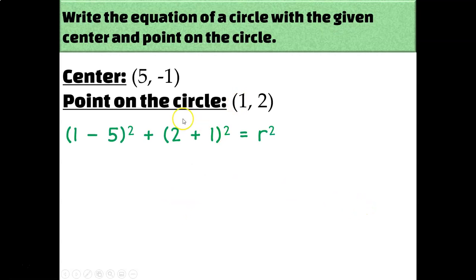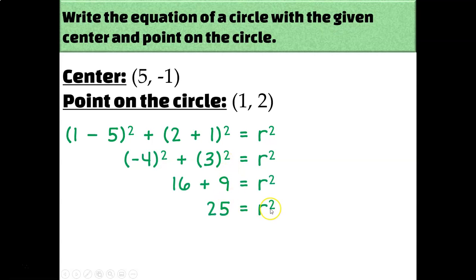So I have (x minus h) squared plus (y minus k) squared. So that's (1 minus 5) squared plus (2 minus negative 1) squared, and that equals r squared. So when you crunch those numbers, you end up with an answer of 25 for r squared. Now you could go ahead and square root that to find out what r is if you want, but when we write the equation of the circle, we need to write r squared. So I'm just going to leave that as 25.